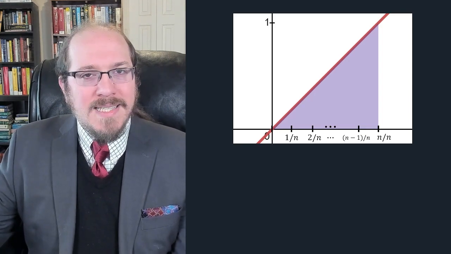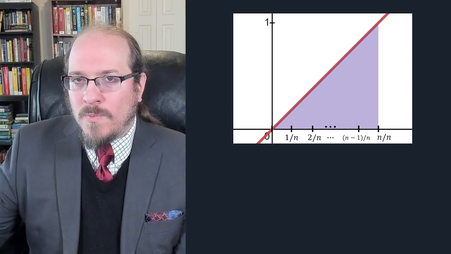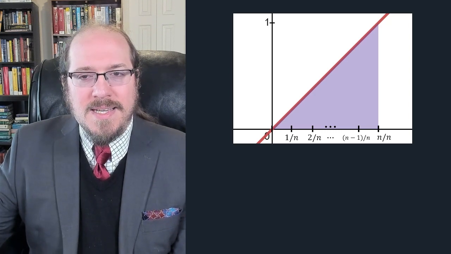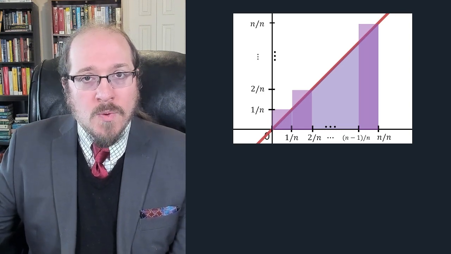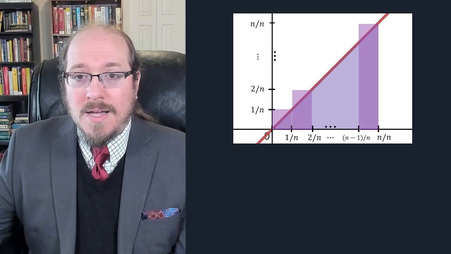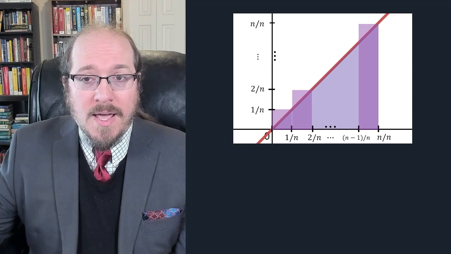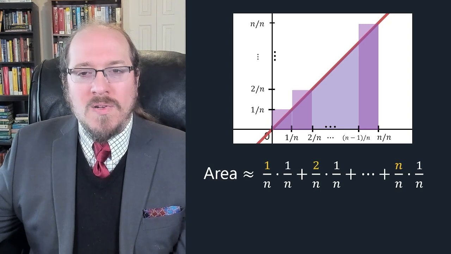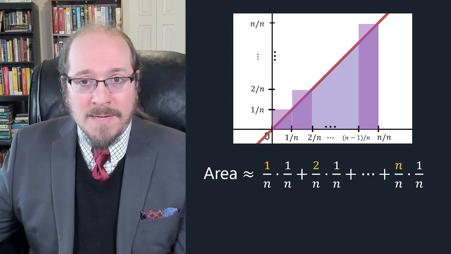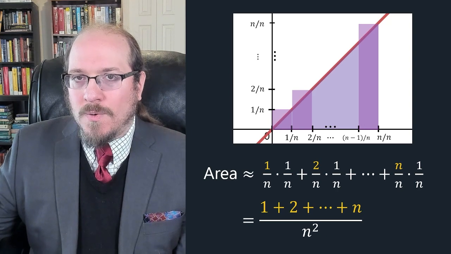That takes care of the base of each rectangle, so what about the height? Well, that depends on what kind of sum we choose, but the simplest thing in this case is to always use the right endpoint to define each height. That way, since the function we're integrating is f of x equals x, the height of the first rectangle is 1 over n, the height of the second rectangle is 2 over n, and so on until the height of the nth rectangle is n over n. If we multiply base times height for each rectangle and add them up, we find that the total area of all the rectangles is (1 plus 2 plus 3 plus all the way to n) divided by n squared.